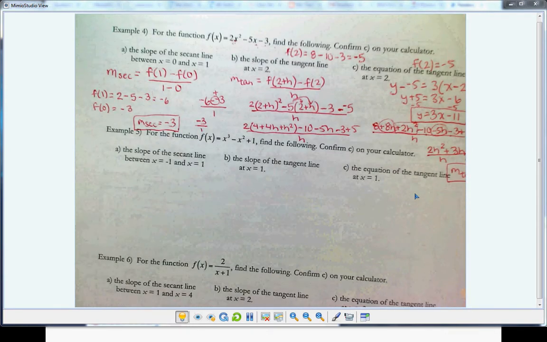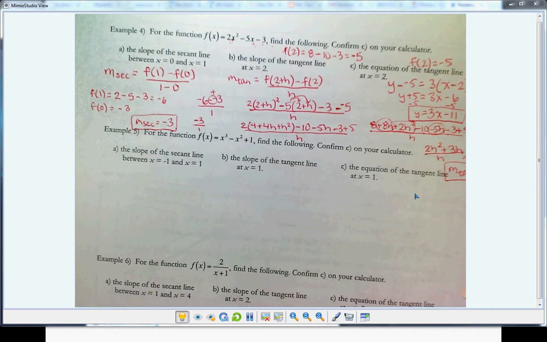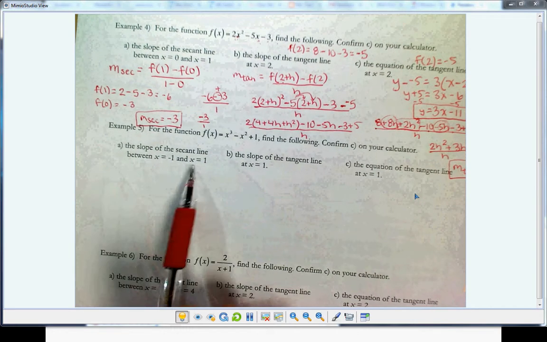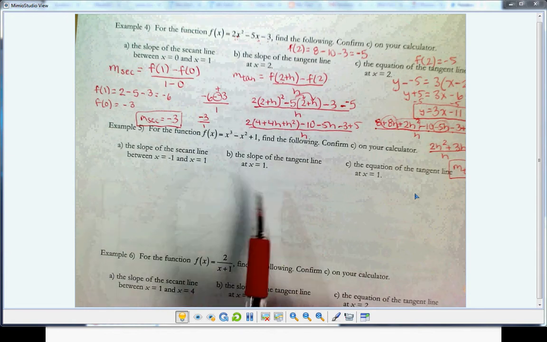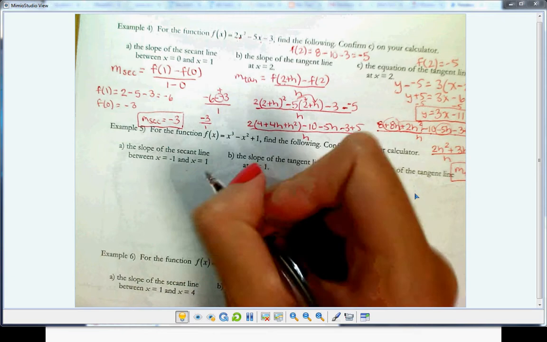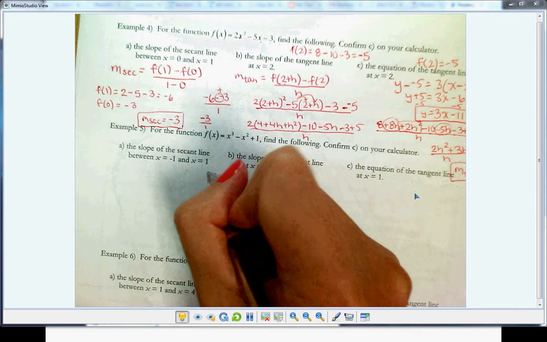For example number 5, the slope of the secant line, I think I'm just going to skip this one. You guys should be able to do this one. I'm going to go ahead and do the slope of the tangent line. So for this one, we again are plugging it into our formula.